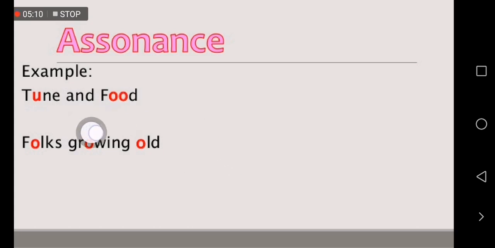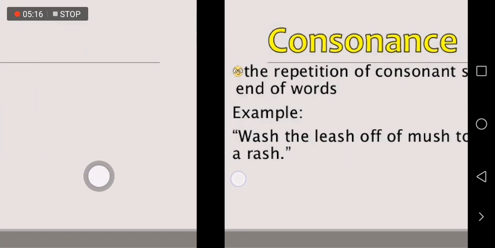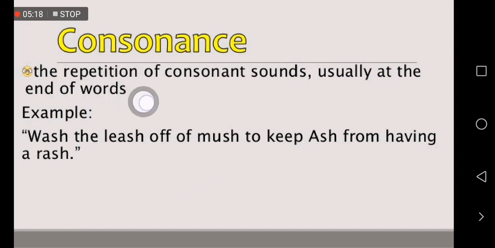So these are some more examples of assonance: tune and food, folks growing old. O is being repeated here. Then we have consonance. As the word suggests, it is the repetition of consonant sounds, usually at the end of the words.